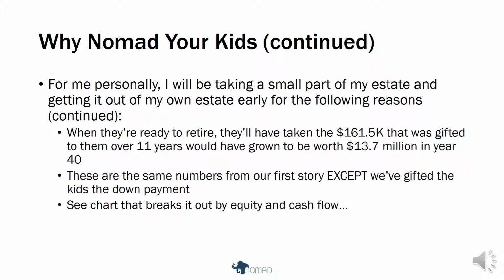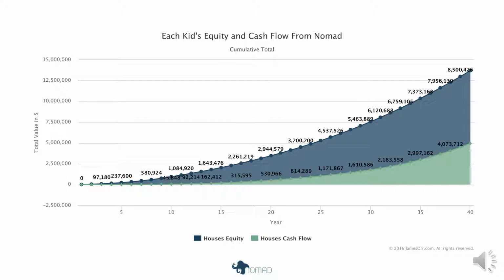Okay. I'm just going to show you this next chart, which breaks out the difference in equity and cash flow. So here, this chart basically shows you how much is coming from cash flow. It's like $4 million and change, and then how much is coming from equity. It's about $8.5 million for the total of whatever it was, 13 point something, for the total amount of equity and cash flow for each child. So you can take $161,000 out of your estate over 11 years, gift it to your kids, and then they can actually have $13 million in assets, each one of them, when they're ready to retire.